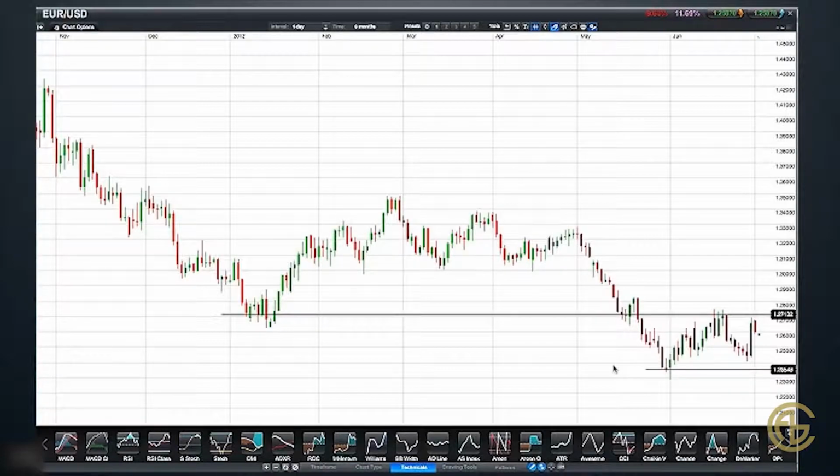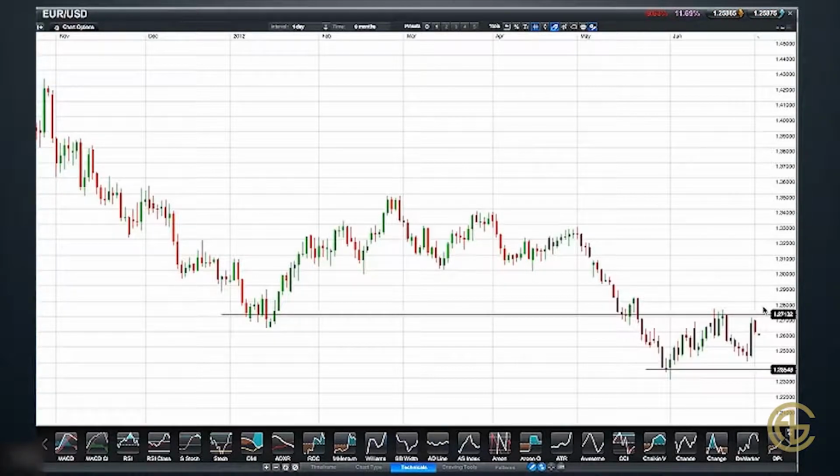But leaving aside that argument for the point of illustrating as an example, let's say a trader wanted to go short euro US dollar at current levels, that is around 125.90. They could sell at current market and place a stop loss order just above the resistance level there at 127.13.